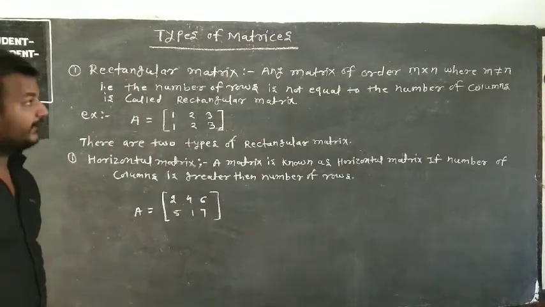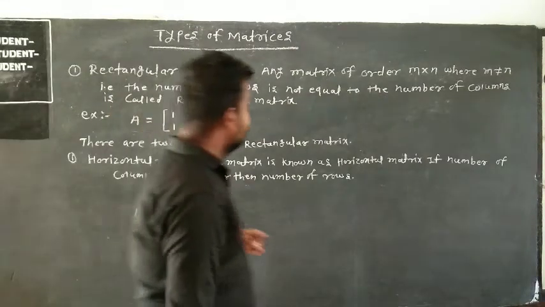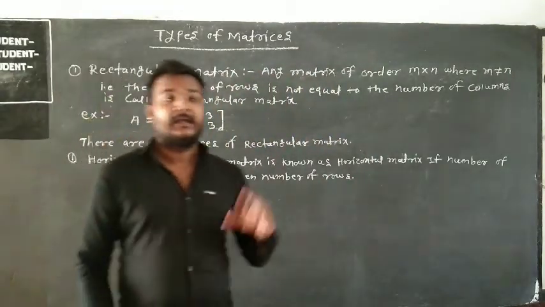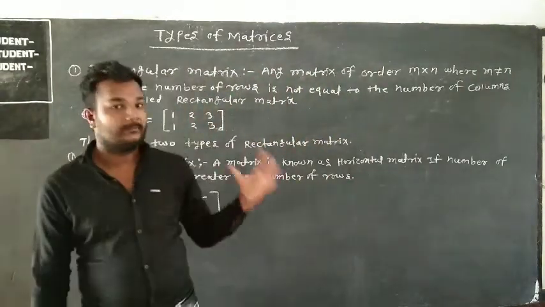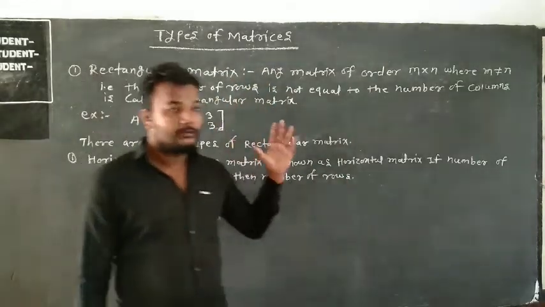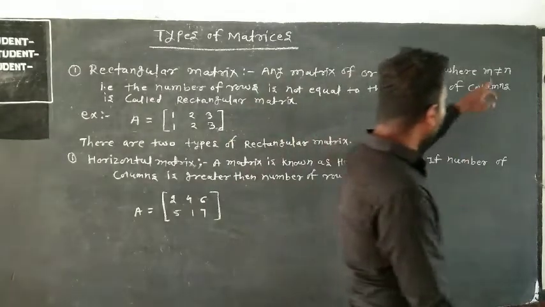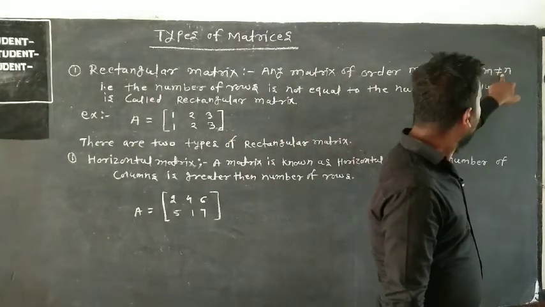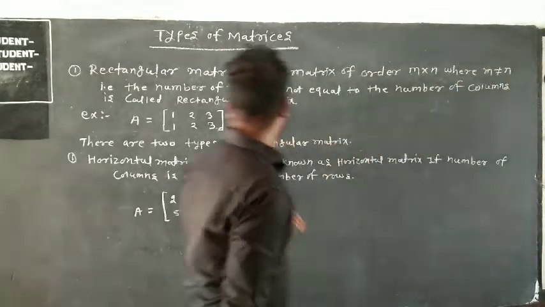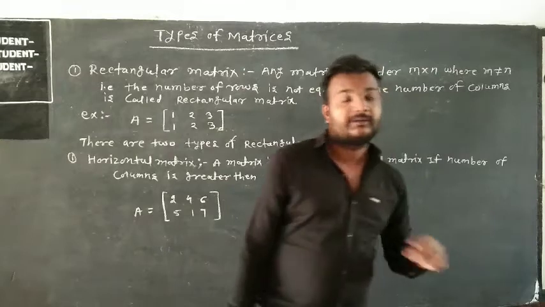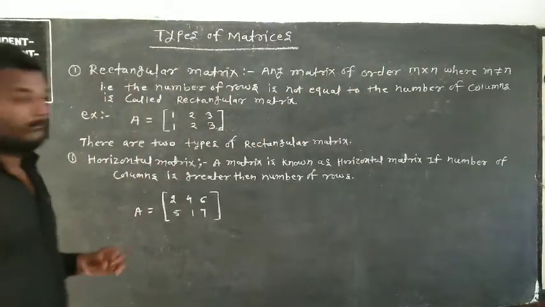Again, repeat. Rectangular matrix: any matrix of order m cross n, where m defines the number of rows and n defines the number of columns, where m is not equal to n. So the number of rows is not equal to the number of columns is called a rectangular matrix.